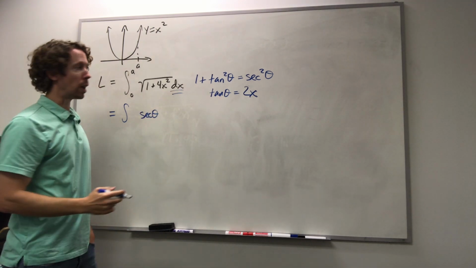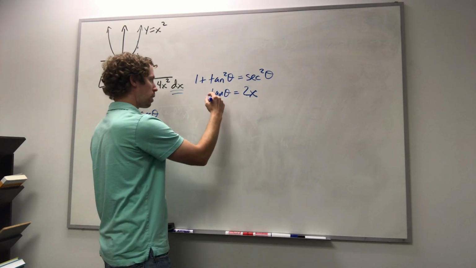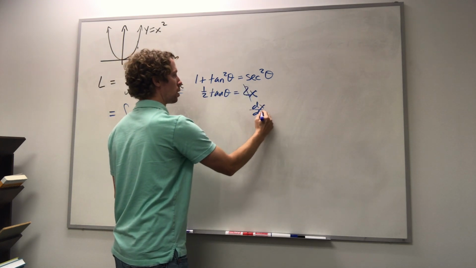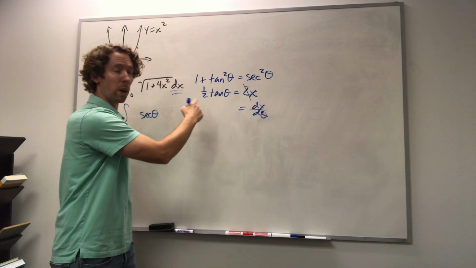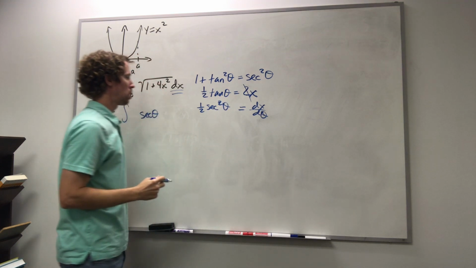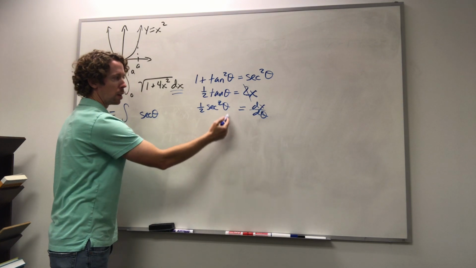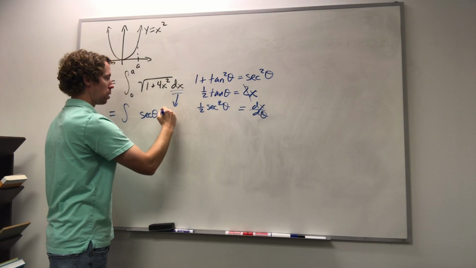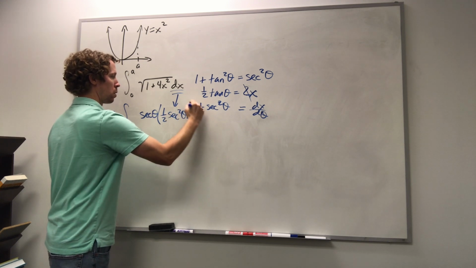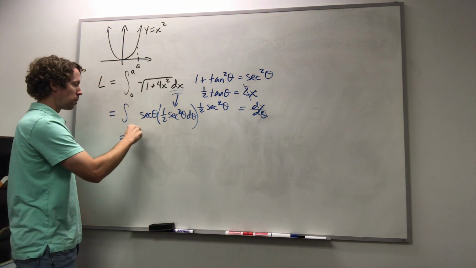But I'm not sure about the dx here. So I'll divide both sides by 2 and then calculate dx d theta. So now dx d theta is 1/2 secant squared. I'll solve for dx by multiplying both sides by d theta and then just plug it directly in. Bring the 1/2 out.